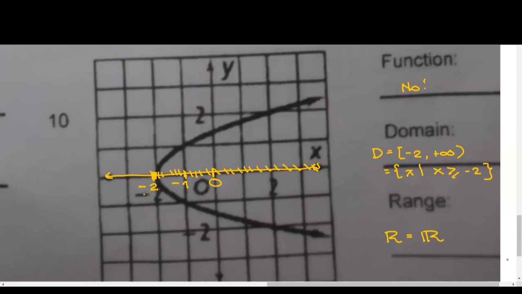Kasi ito, may arrowhead. So, pataas lang to ng pataas. So, ibig sabihin, hindi lang magsastop sa +2. Ayan, may mga values pa rin dito. Pati rin dito sa baba, hindi lang sa -2. Pati yung mga nandito, meron din. Of course, dito meron ding y values. So, that's why the range is the set of all real numbers. Okay? So, I think that's it.